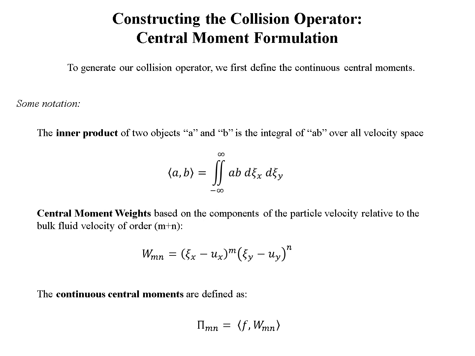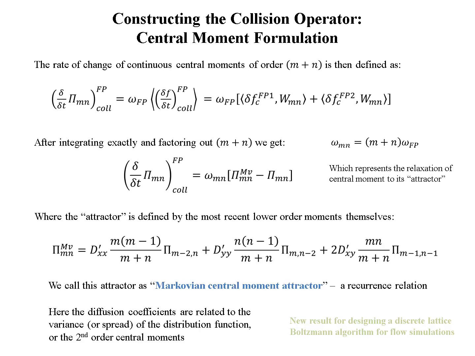To construct the central moment collision operator, first I'll define what a continuous central moment is using some notation. First is the inner product of two objects, A and B, as the integral of A times B over all velocity space. The second is the central moment weighting factor, which are components of the particle velocity shifted by the bulk fluid velocity raised to powers m and n. And then the continuous central moments of order m plus n are defined as the inner product of the distribution function with the central moment weighting factor.